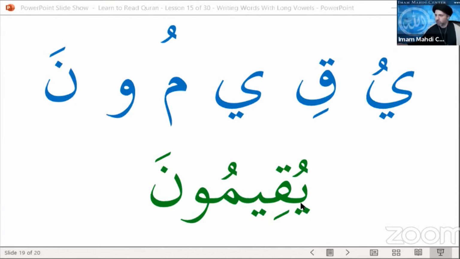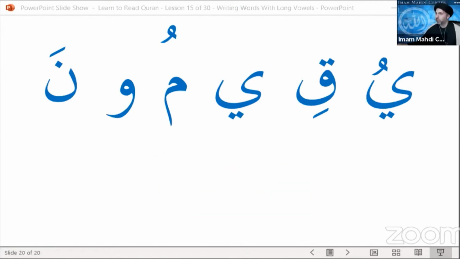So down here now we're going to write the lowercase Ya, lowercase Qaf, lowercase Ya again, connected to this lowercase Mim, which gets connected to this Waw, and then of course we leave a space after the Waw because it doesn't connect on its left, and then the Noon. This is pronounced Yu, Qi, Mu, Na. Yuqimuna. And now we write it ourselves.